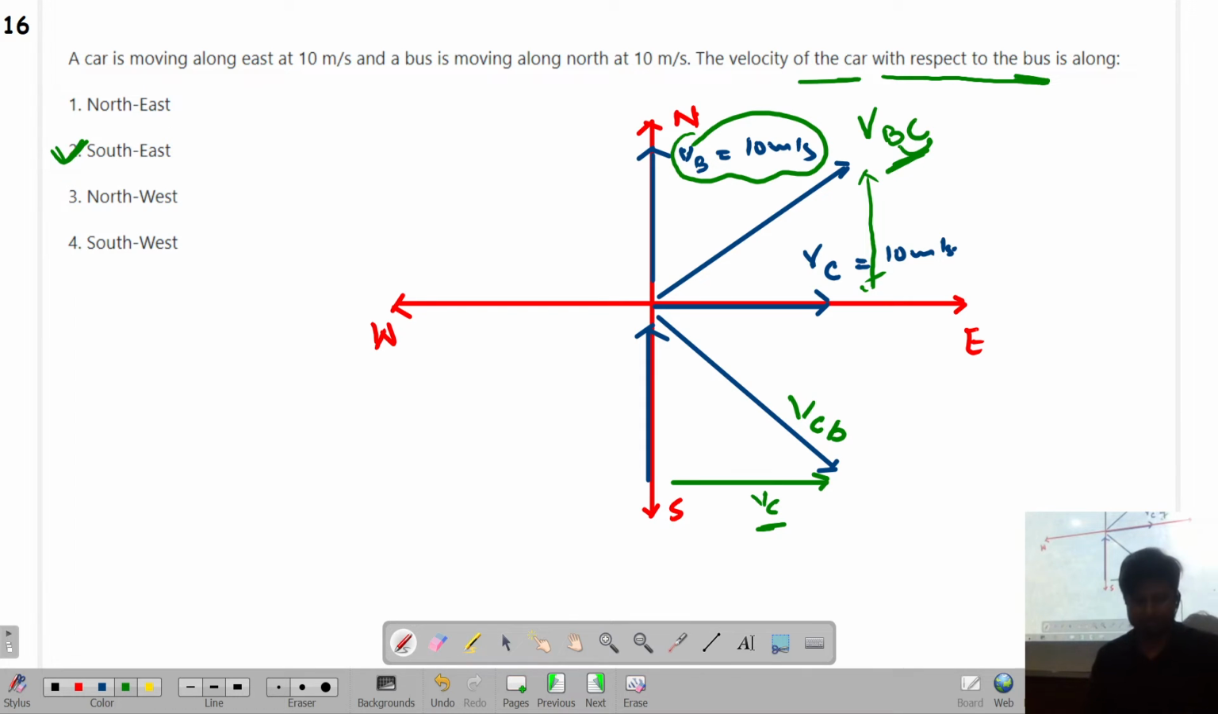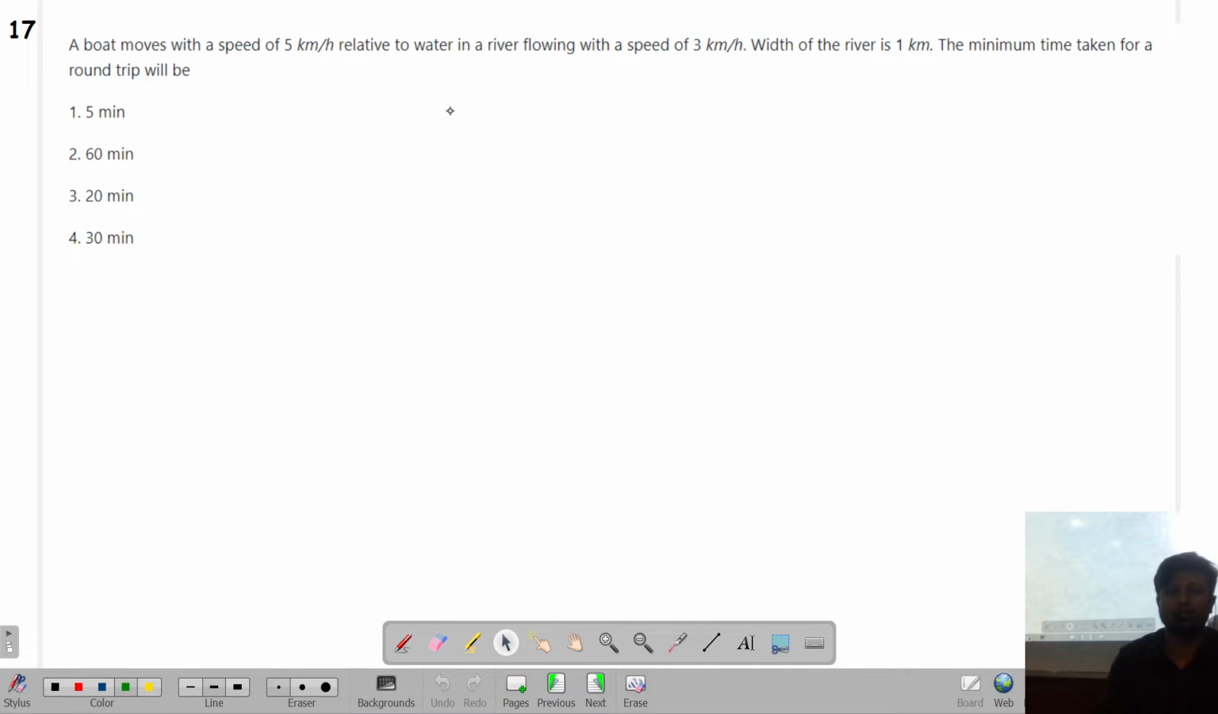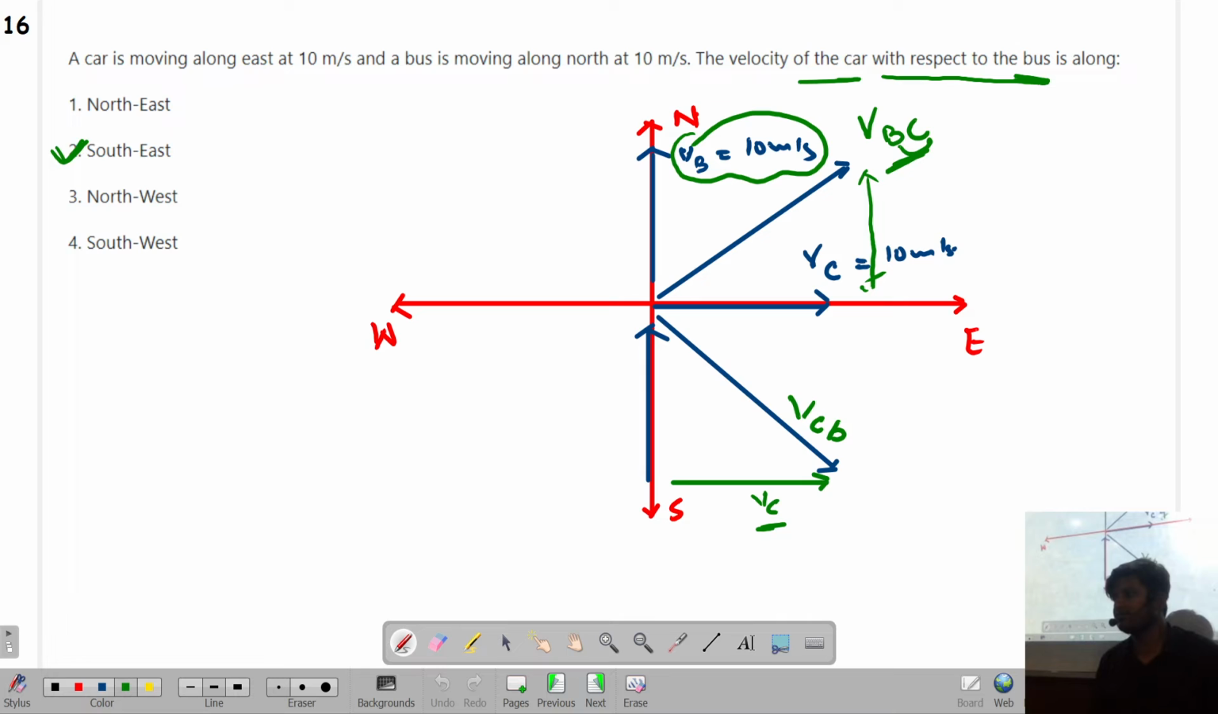Okay, moving to next question. Be fast. Draw it here. What is there in drawn? 17. Draw it fast. Done?